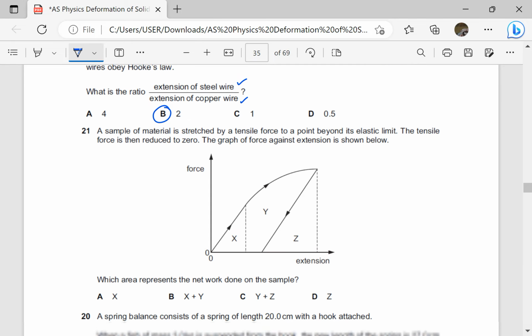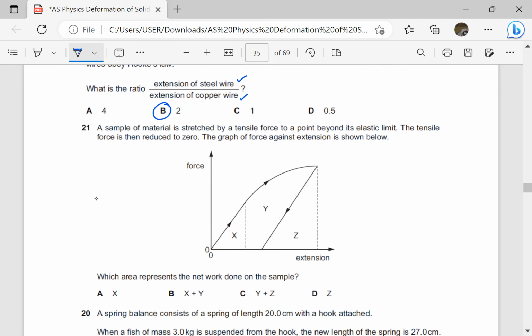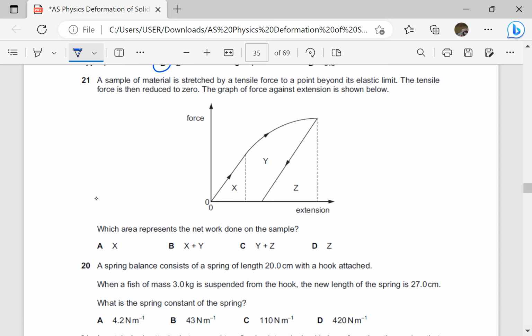A sample of metal is stretched by a tensile force to a point beyond its elastic limit. The tensile force is then reduced to 0. The graph of force against extension is shown below. Which area represents the net work done on the sample?